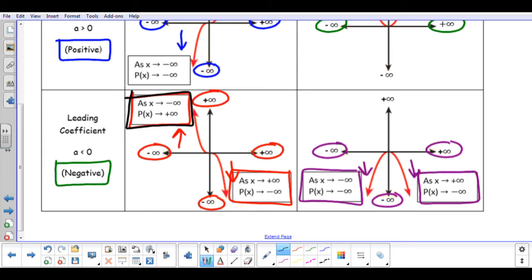So my end behavior, as my x's are going negative, my function is actually going to be growing upward in the positive direction. And as those x's are getting positive, the function is going to be growing downward in the negative y direction.